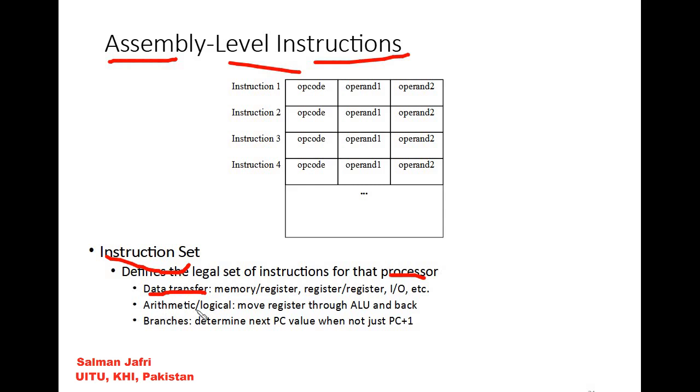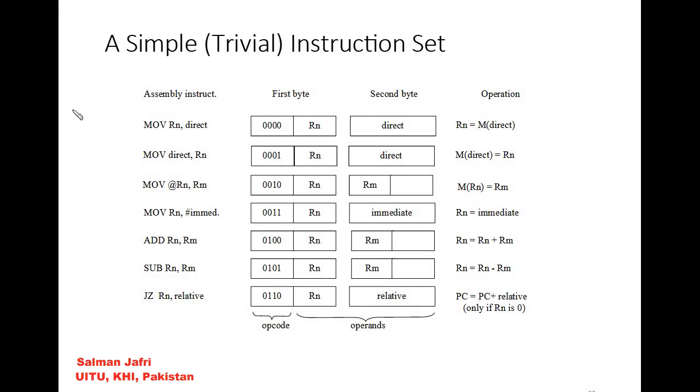We might also have arithmetic and logical instructions that move through the ALU and back. And we also have branch instructions, or transfer of control instructions, which determine the next program counter value when it is not just the logical next program counter value. So basically branching or decision making is done in these kinds of instructions. So let's look at a simple trivial instruction set.